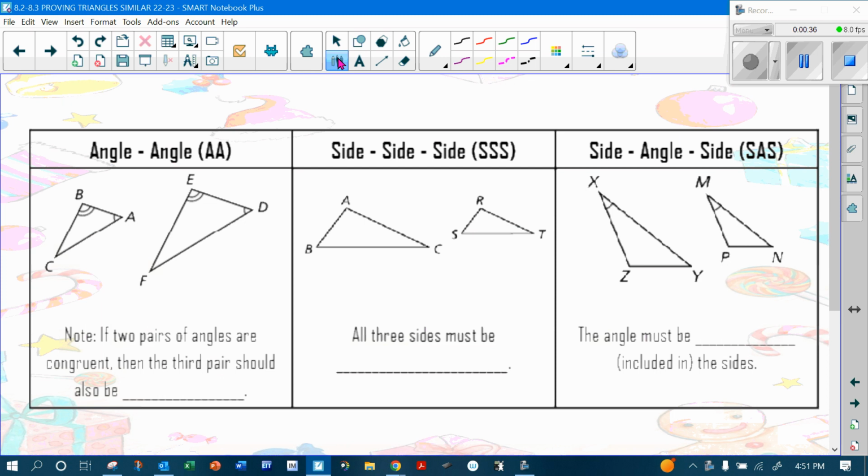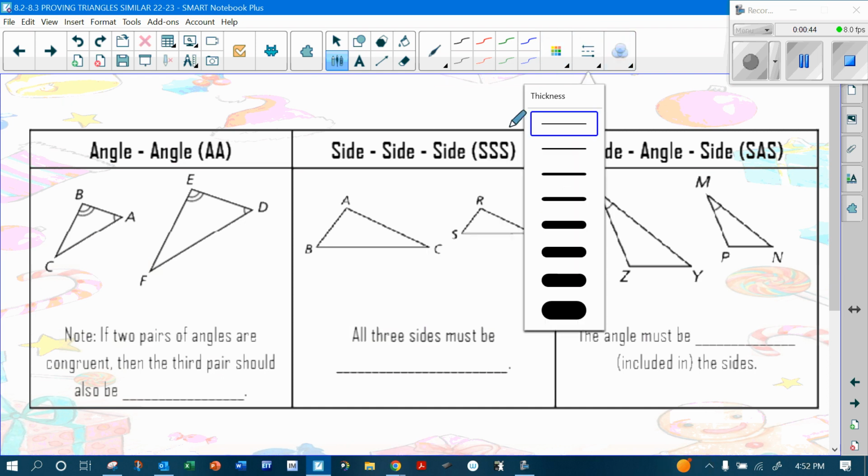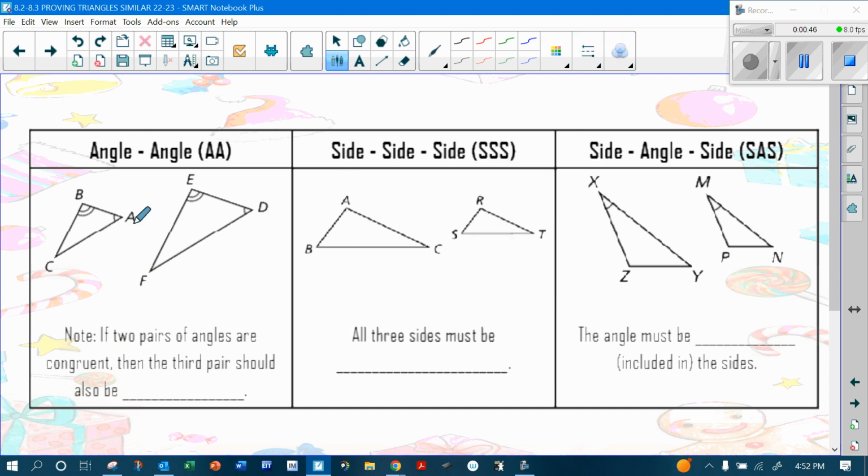So let me get this going here. All right, so we have the pen. We want to write skinny. Okay, so angle, angle. So in other words, if two pairs of angles are congruent, then the third pair should also be congruent. And I'm going to use the symbol, okay? Symbols are faster. All right, and it's going to look like this, okay? If these two angles are equal, then these two angles are equal. Then these third angles will also be equal because there's only 180 degrees inside each triangle, no matter what.